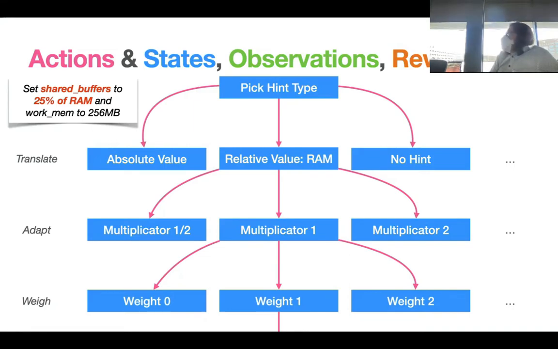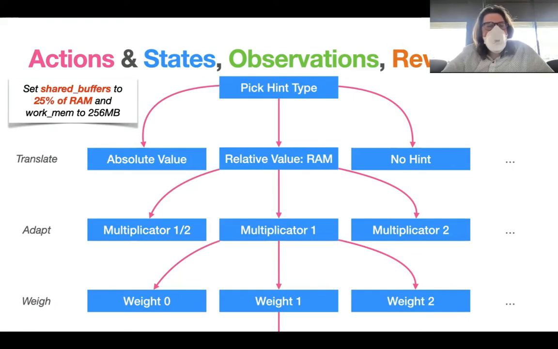All right. So now we are considering the hint about shared buffers. And so first of all, we need to decide whether the hint recommends an absolute value, a relative value, or whether this is not a real hint at all. So that is the first decision that the agent needs to make. Now here, this is a relative hint because it recommends an amount of RAM that is relative to the total amount of RAM that is available. Now, in the next step, the agent needs to decide on how to deviate from the recommended value by choosing a multiplicator.